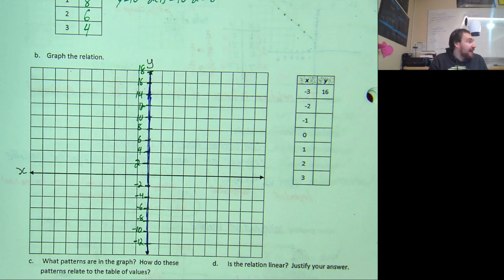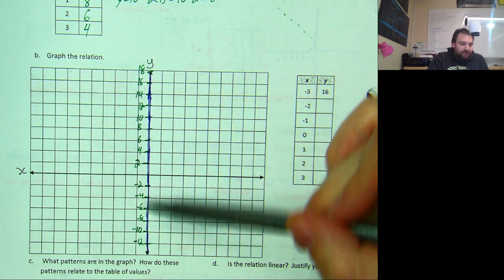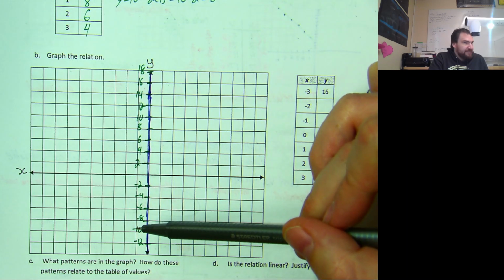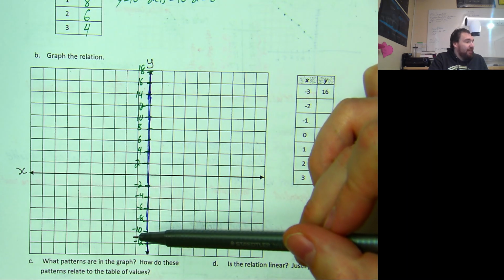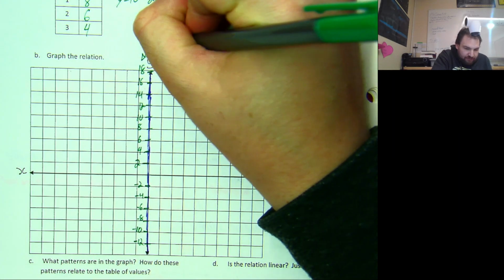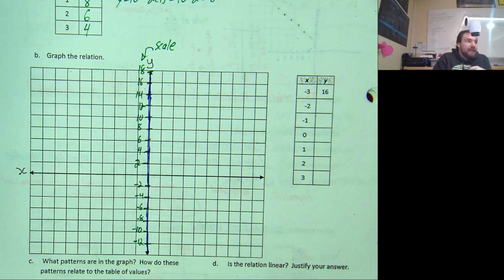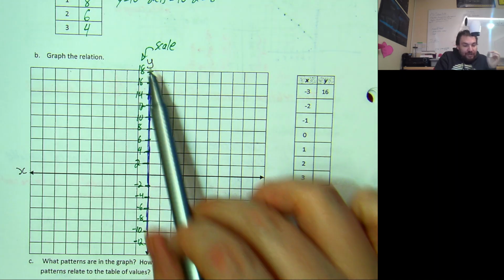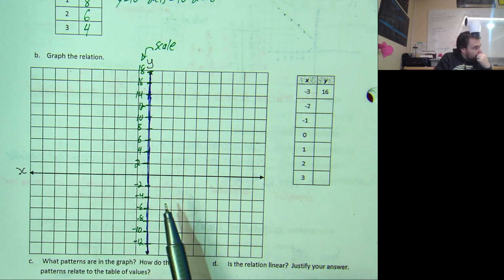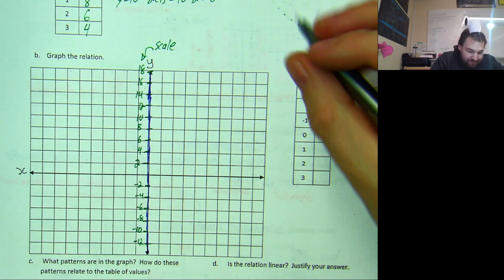Does anyone know what this is called? How I've labeled my graph here? There's a name for it, starts with an S. It's the scale. Okay, this thing right here is called the scale of your graph. You do not have to use the same scale for the 2 different variables. So just because we went up by 2's here, we do not have to go up by 2's here. But it makes it easier.